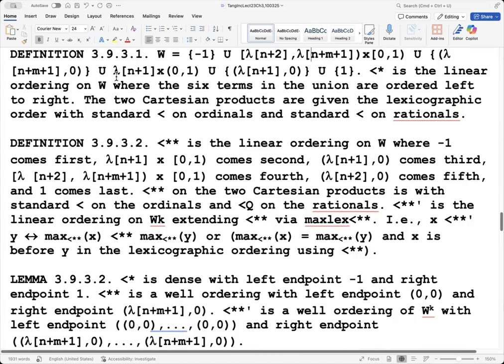and then a Cartesian product, lower down, by the way, union this single point together with this single point, right?